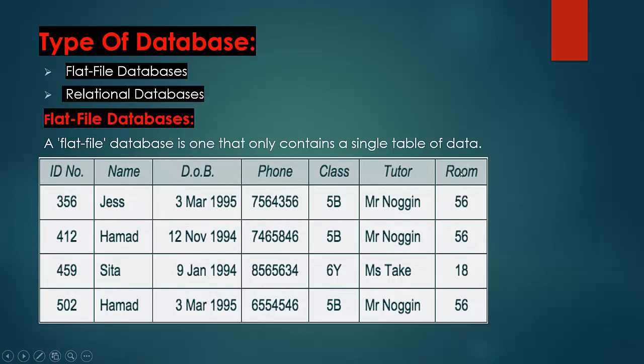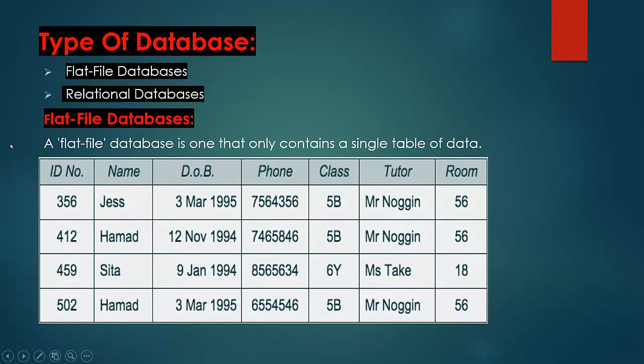This one we will call a record. This one is a record. The column is a field, and the row is a record. So FR: field, record. A flat file database consists of a single table of data. So we have a flat file database in here.